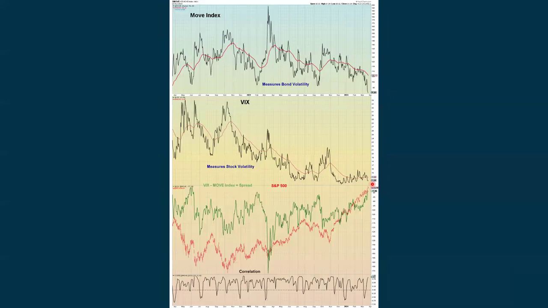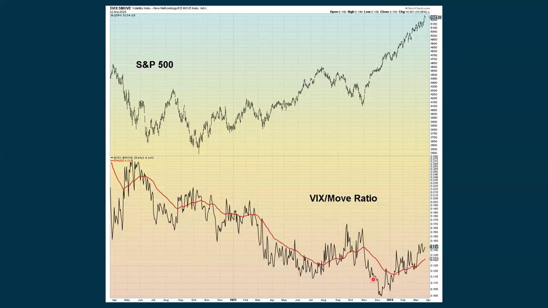Then we look at the MOVE index on top, which measures the volatility of bonds. And that's really been dropping off. And as stocks have been going up, we are seeing the VIX really dropping off as well. On the bottom is what I mainly pay attention to, where we're seeing a pretty strong correlation between the price of bonds and the price of stocks. But then this shows a little bit different message here.